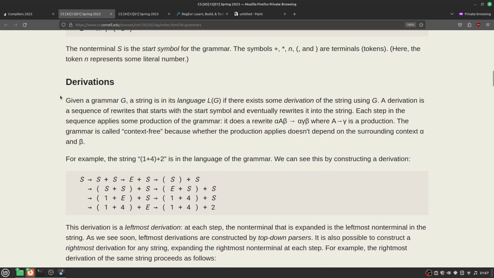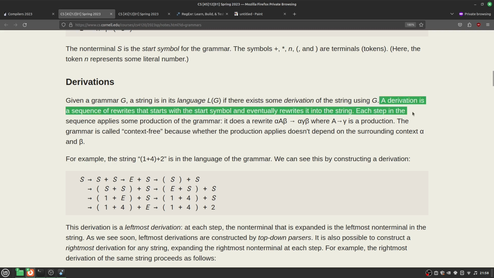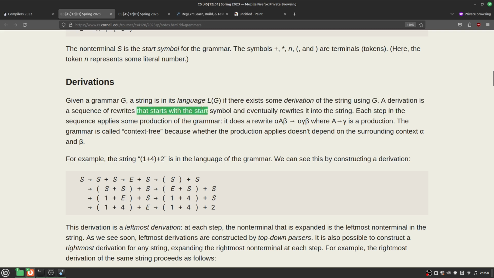Derivations. Given a grammar G, a string is in its language, the language of G, if there exists some derivation of the string using G. A derivation is a sequence of rewrites that starts with the start symbol and eventually rewrites it into the string. Each step in the sequence applies some production of the grammar.